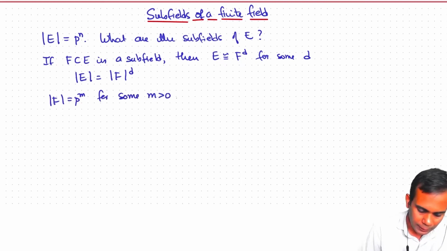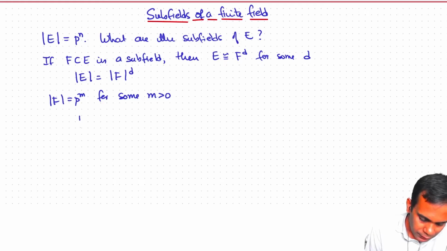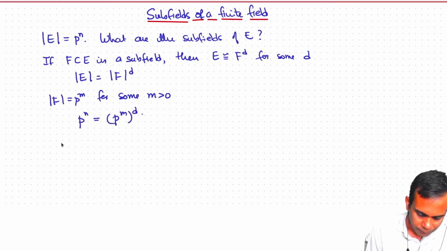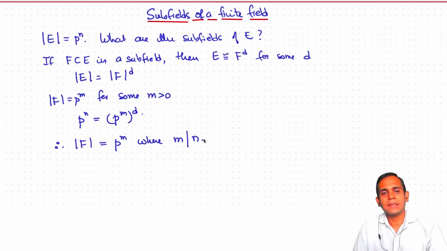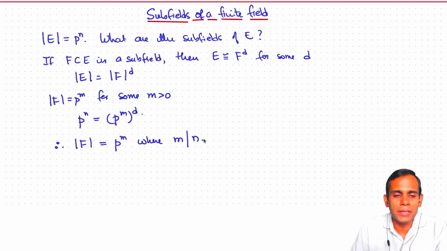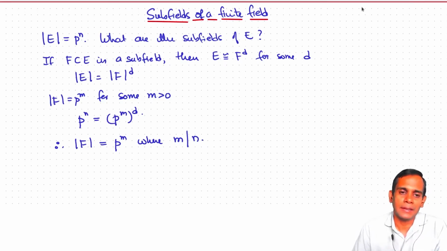And so what we have is p to the power n is p to the power m to the power d. And therefore, the order of F is p to the power m, where m divides n. So if E has a subfield, then its order must be p to the power m, where m is a factor of n. Now we ask, suppose m is a factor of n, then can I find a subfield of E with this order?